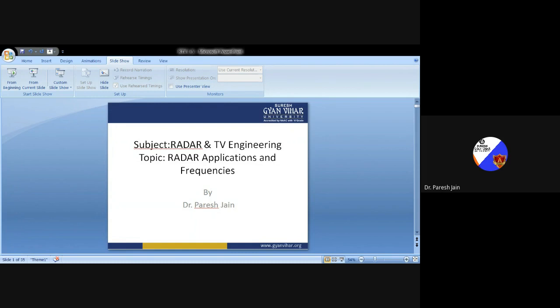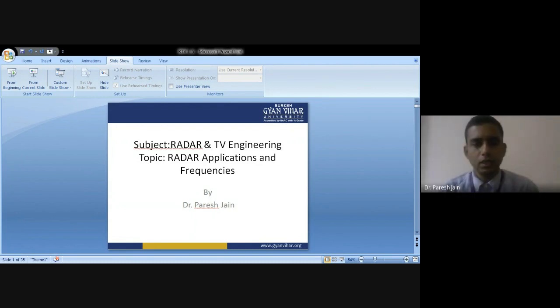The next objective is to understand the basic concept of the different types of radars for surveillance and tracking. In this, students will understand the types of radars and their application for surveillance and tracking, and how they are used in different surveillance and tracking systems.